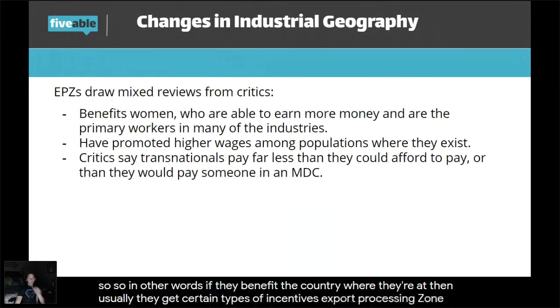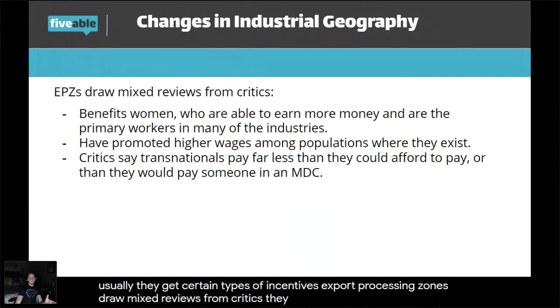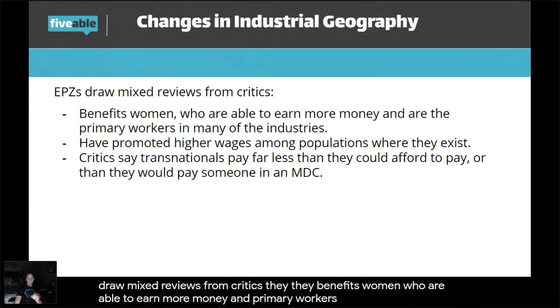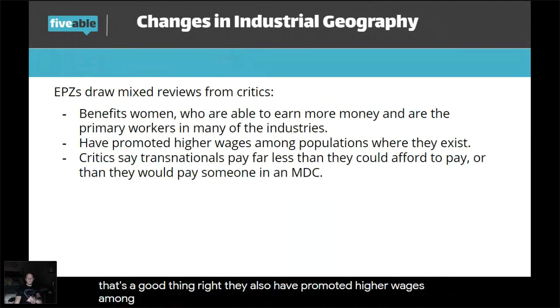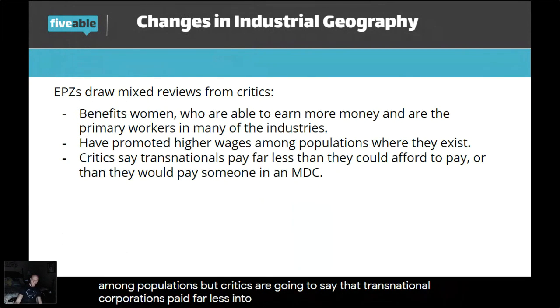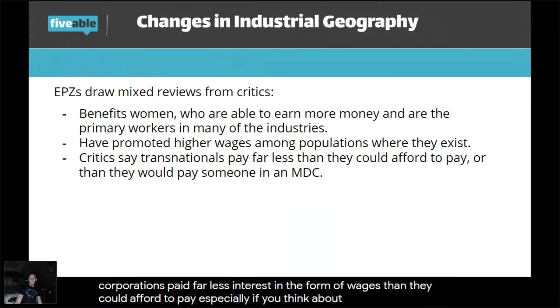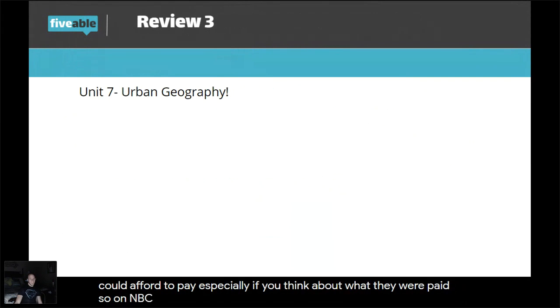Export processing zones draw mixed reviews from critics. They benefit women who are able to earn more money, and primary workers in those industries. That's a good thing, right? They also have promoted higher wages among populations, but critics are going to say that transnational corporations pay far less in the form of wages than they could afford to pay, especially if you think about what they would pay someone in an MDC, which I think is kind of the point, right?